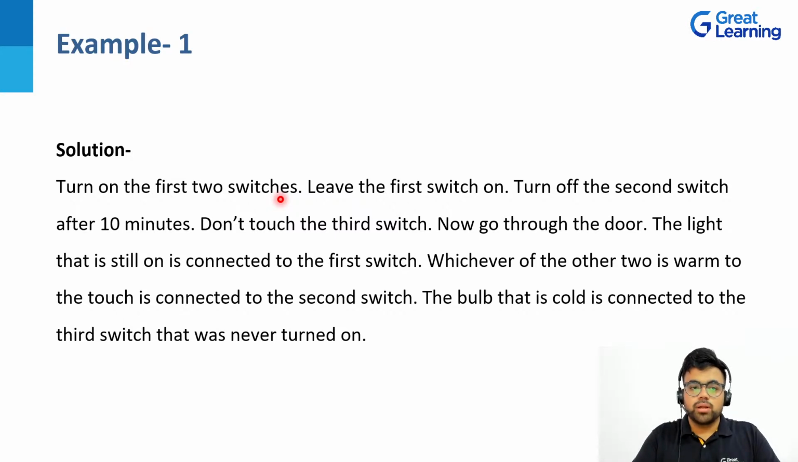Turn on the first two switches, wait for 10 minutes, then switch off the second switch that you switched on. So now switch 1 is on, switch 2 is off, switch 3 was always off. When you go inside the room, bulb 1 would be illuminated, bulb 2 would be off. If you touch that bulb, it would be warm but switched off, so you would know, okay, this was the switch that I turned on for 10 minutes. This is how you answer these problems.